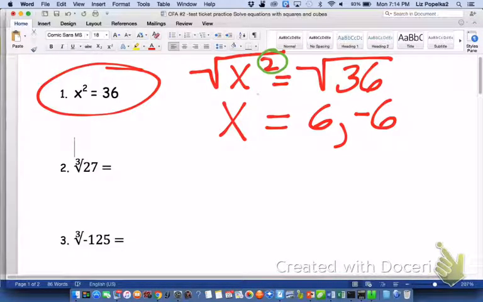You are allowed to use your calculator for this, by the way. So you should have just put the square root of 36 into your calculator if you weren't sure what the square root was, and it would have given you 6.